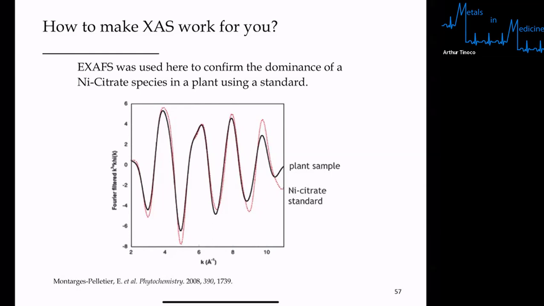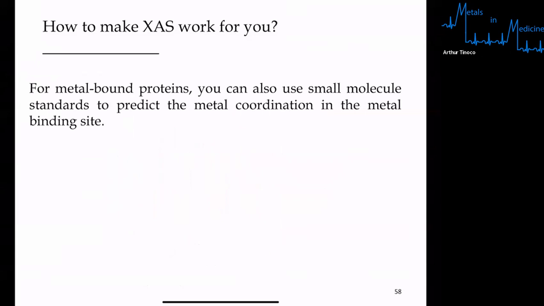And they basically get a pretty good match between the XAFS of the plant, that's the information in black, with the standard, the nickel citrate. So that implies a dominance of a nickel citrate type species present in the actual sample that they were looking at.